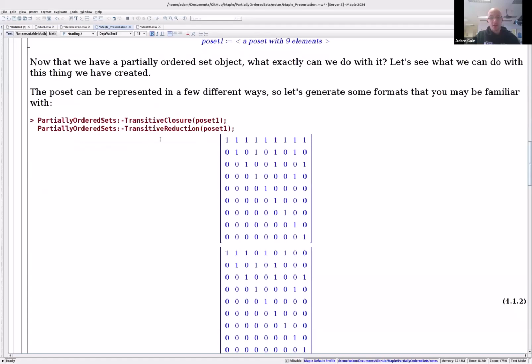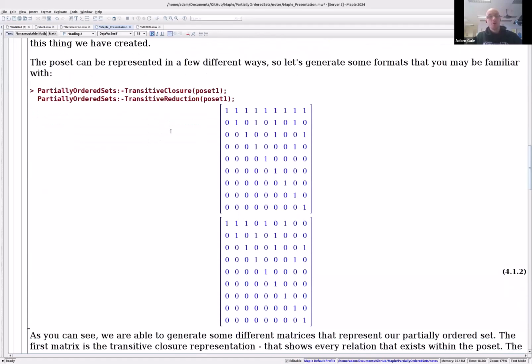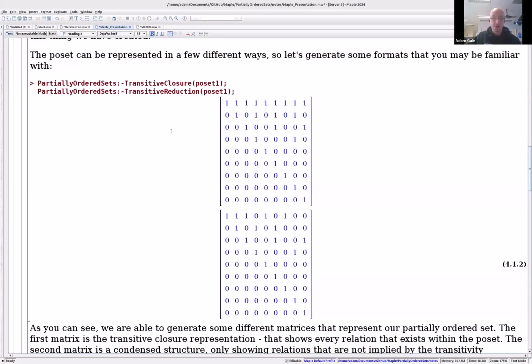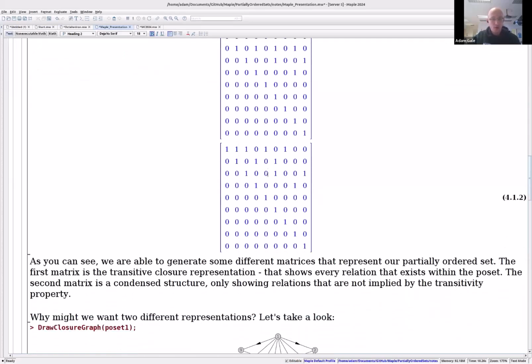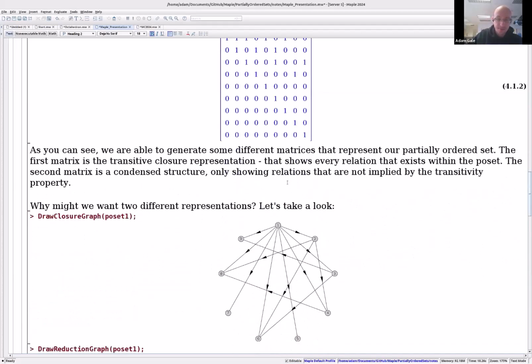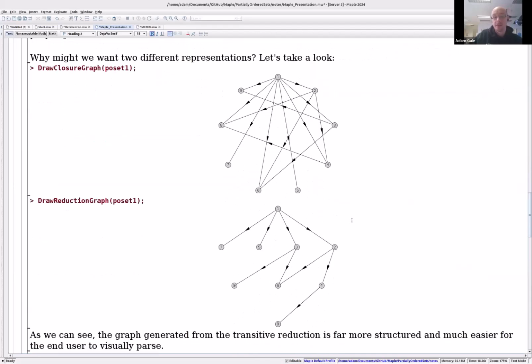We can call the transitive closure, and we can call the transitive reduction to generate these matrices. The first matrix is the transitive closure representation that shows every relation that exists within the poset. The second matrix is a condensed structure, only showing relations that are not implied by the transitivity. Why do we care for having 2 different representations? Let's take a look. So we can actually draw 2 different graphs from this. We can draw the closure graph and we can draw the reduction graph. As you can see, the graph generated from the transitive reduction is more structured and easier for the end user to visually parse.